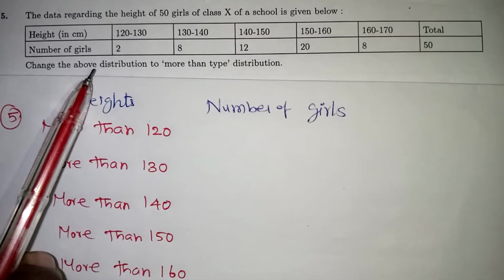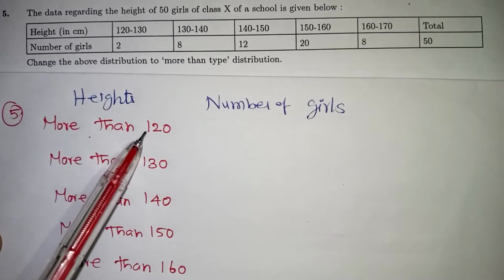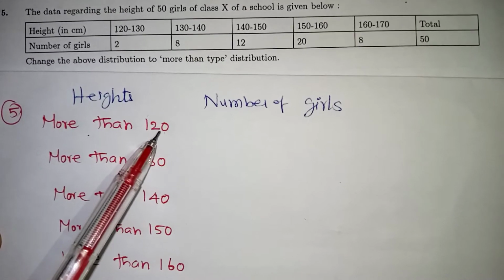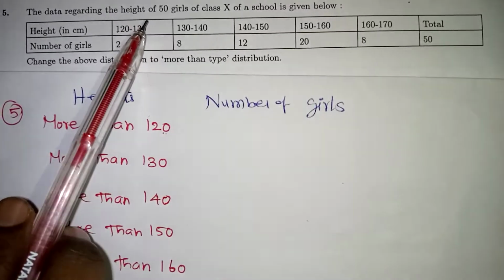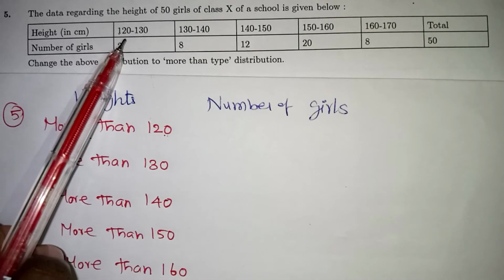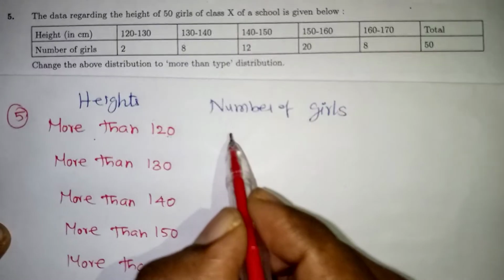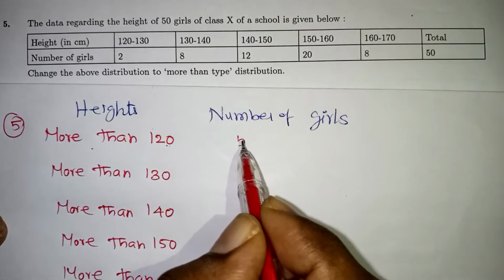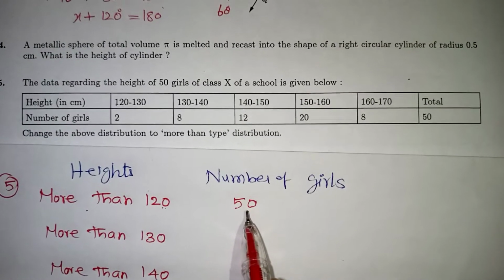So these are all the heights of the school children. More than 120 centimeter height, how many children are there now? All the 50 children will have a height of more than 120 only, because the starting interval is 120 to 130. So more than 120, the number of girls will be the whole class. More than 120 centimeter, all the students will be there. So 50 you should write it.